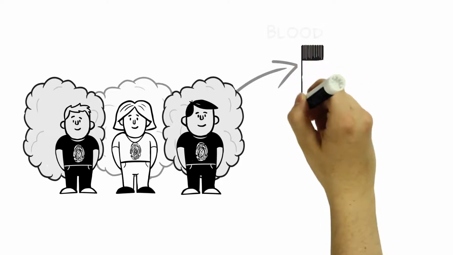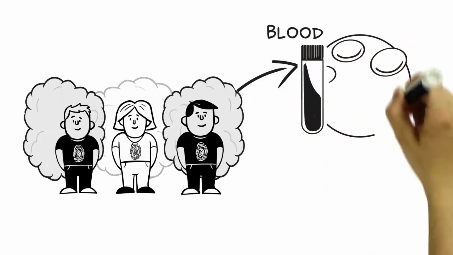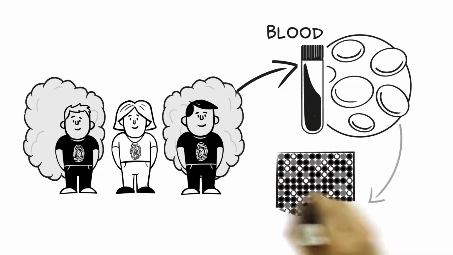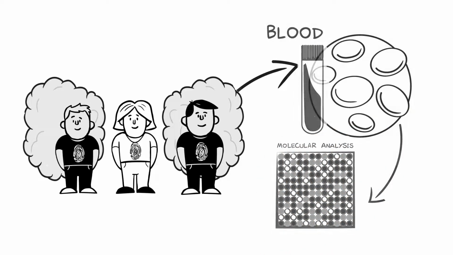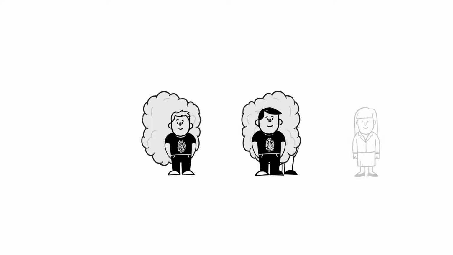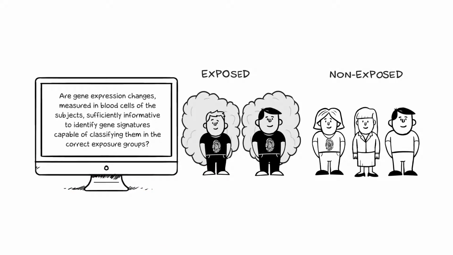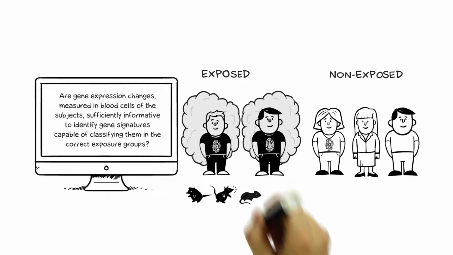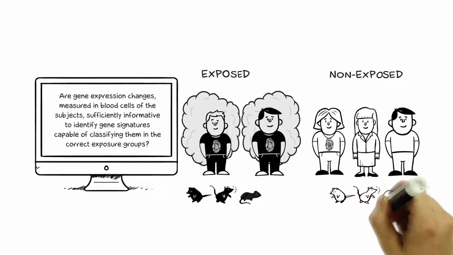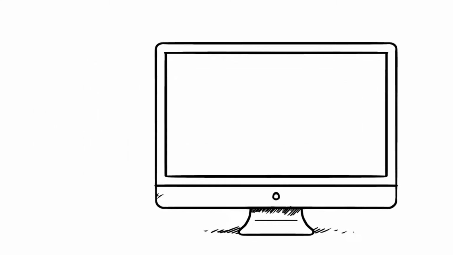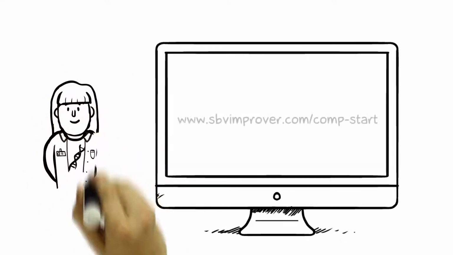After collecting blood samples from exposed and non-exposed subjects, gene expression levels are measured. In this challenge, data related to smoking and cessation status will be used by the participants to answer the question, are gene expression changes measured in blood cells of the subjects sufficiently informative to identify gene signatures capable of classifying them in the correct exposure groups? Rodent data sets will also be provided to evaluate the translatability of the signature across species. You can find a more detailed explanation of the challenge at www.sbvimprover.com.